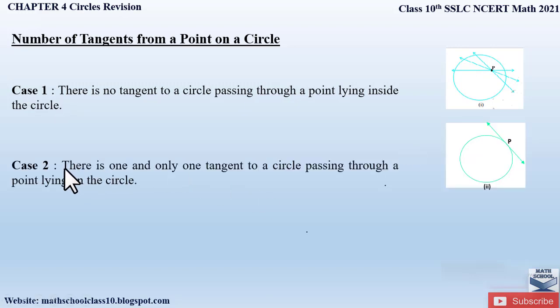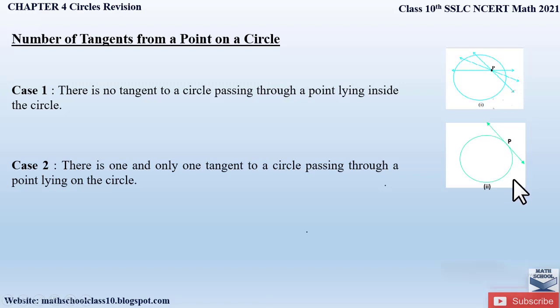In the second case, there is only one and only one tangent to a circle passing through a point lying on the circle. So when you consider a circle and there is a point on the circle, at this point there can only be one tangent that can be drawn.